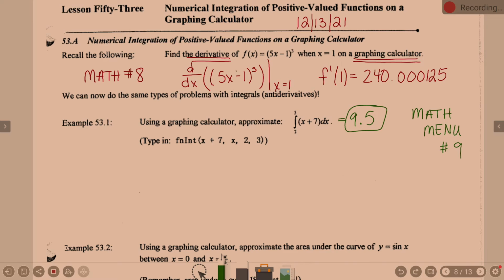Now, I do want to use this space kind of as a proof. I want to work this by hand. It's an easy one to work by hand, right? I want to work this by hand just to show you that it does work.